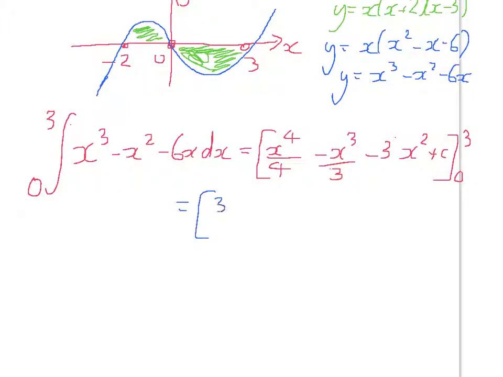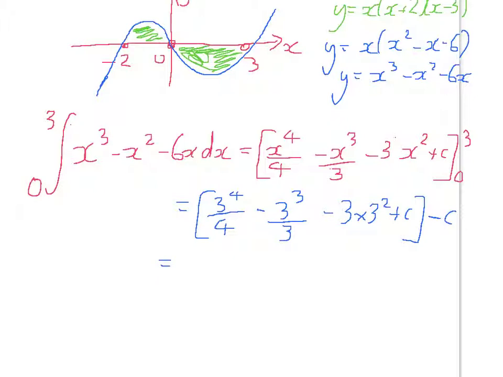So, 3 to the power of 4 over 4 minus 3 to the power of 3 over 3 minus 3 times 3 squared plus c. Now in the second part, for the 0, this part will be 0, this part will be 0, and this part will be 0, because in every one you times in by 0. So all you're left with is the plus c, so it's going to be minus c. So we just need to tidy this up.